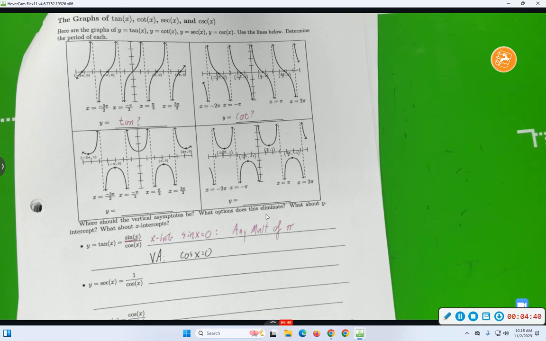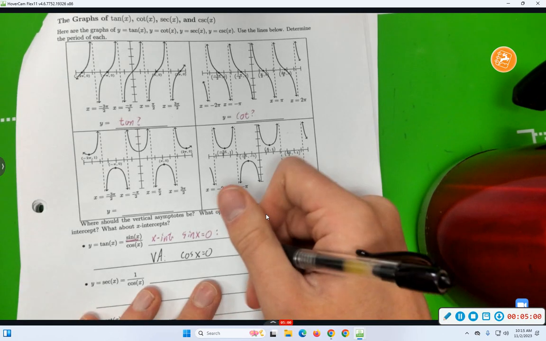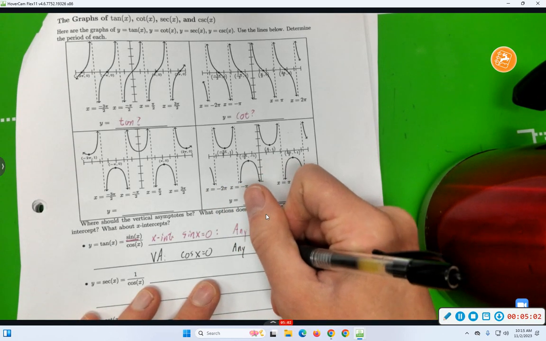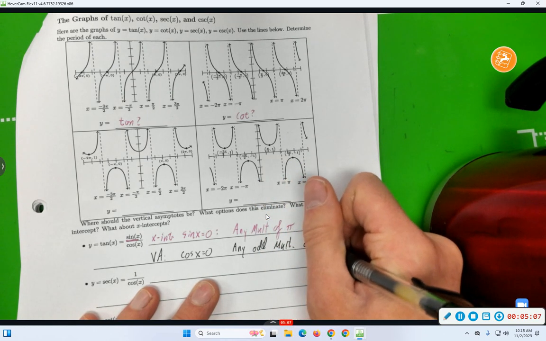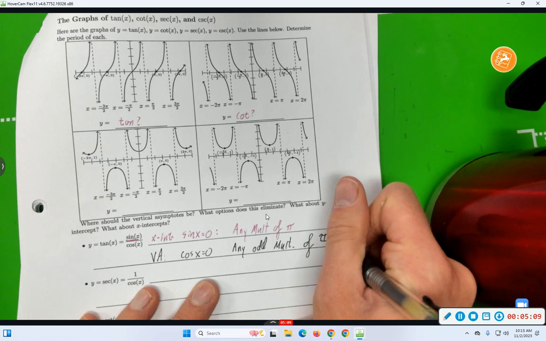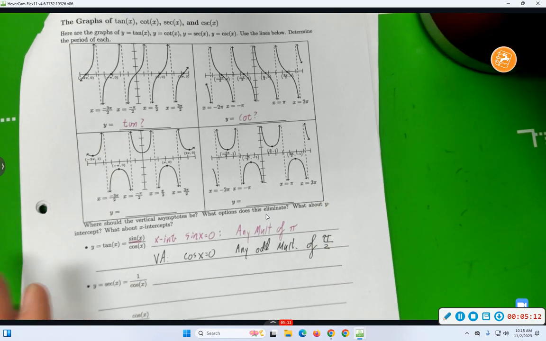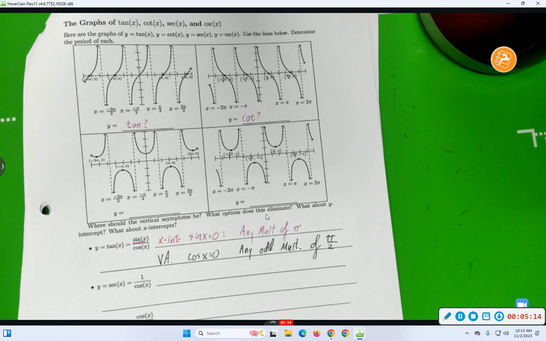Pi over 2. Anywhere else? Negative pi over 2. Anywhere else? 3 pi over 2. Is there a pattern there? So it looks like any odd multiple of pi over 2 appears to be a vertical asymptote. Let's see if that agrees.